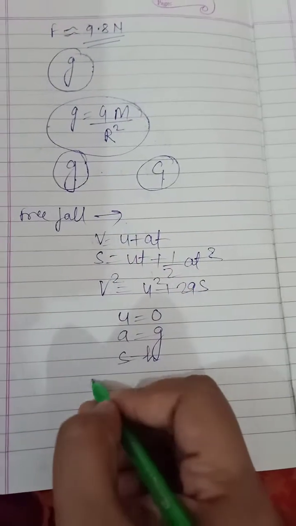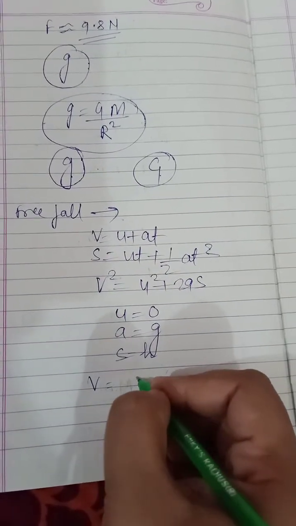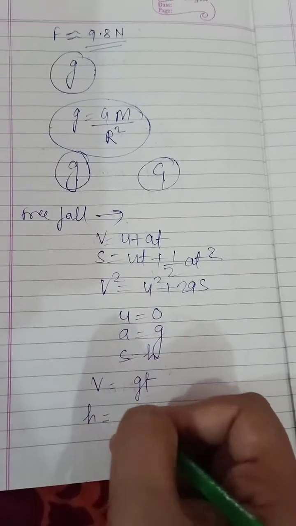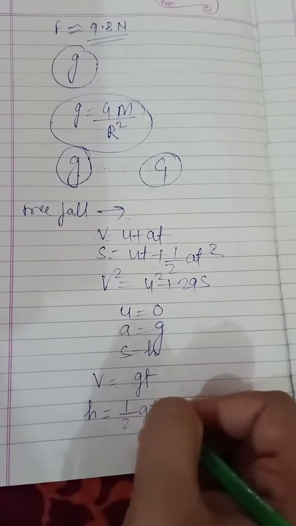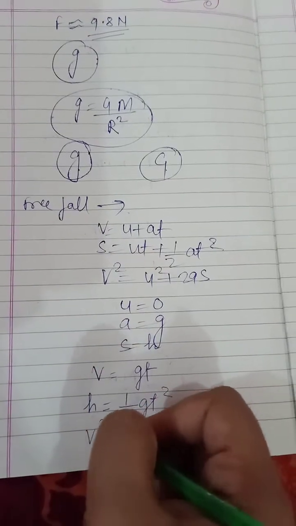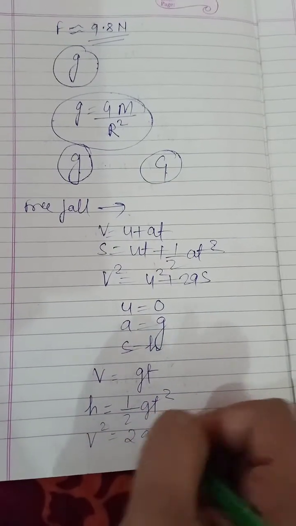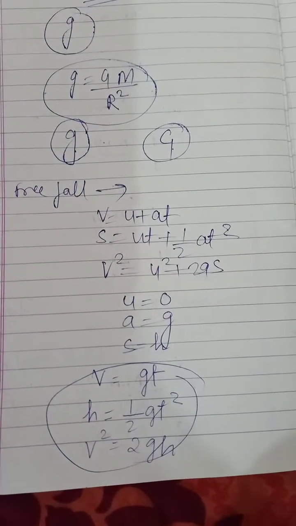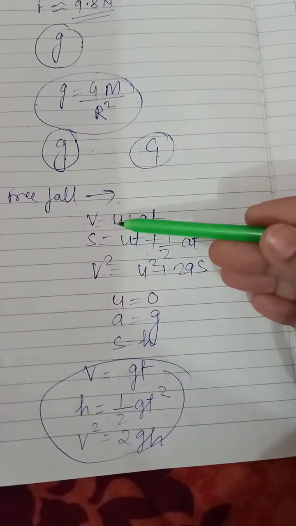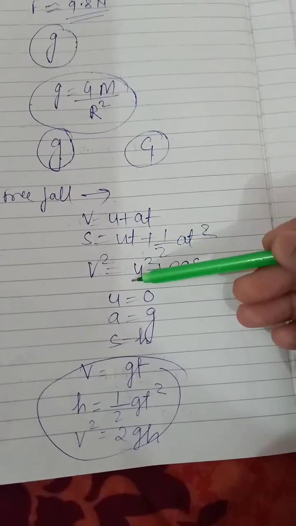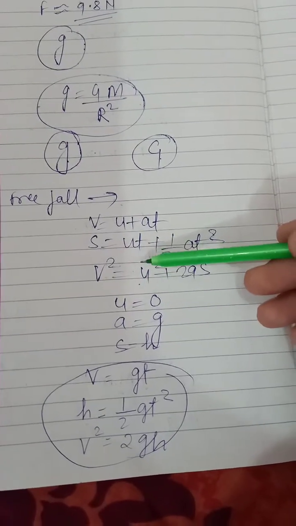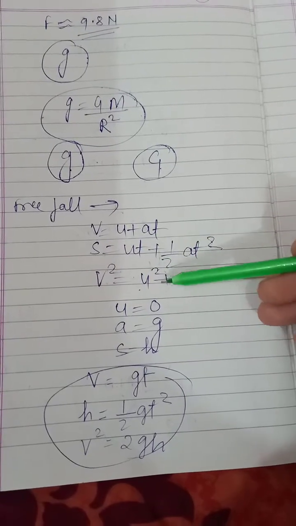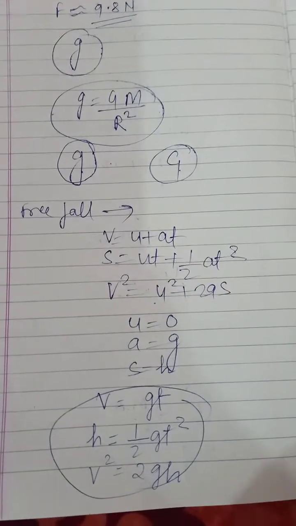So we have the first equation: v is equal to gt, h is equal to half gt square, and the third becomes v square is equal to 2gh. These are the three equations for the free fall. Okay, if we have some initial velocity, then we will write u. If the body is thrown vertically upward, then the acceleration becomes retardation. In place of the positive sign, we will have the negative sign.